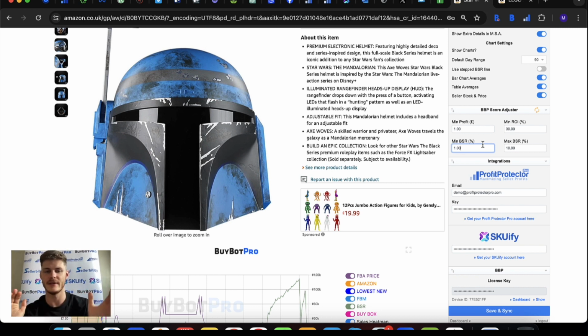So maybe you want to lower this to anything that's top 5% as opposed to top 1%. So anything from 5% through to whatever your max is, that's an acceptable BSR parameter for the item. And obviously, if it doesn't meet our minimum ROI requirements for what we consider to be a good deal, it's going to tell us that here. Of course, we can adjust this as and when our criteria changes. We might have different criteria for different types of products, so we can tweak this as we go. And if we do change it, don't forget to click on Save and Sync.